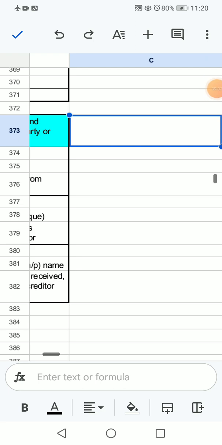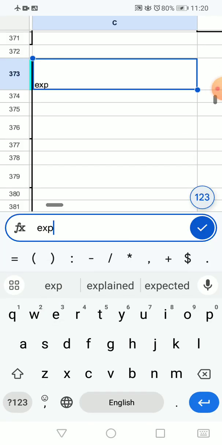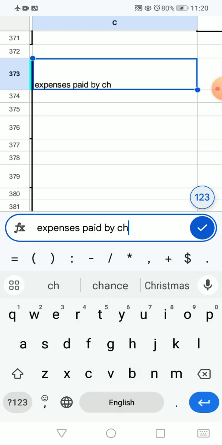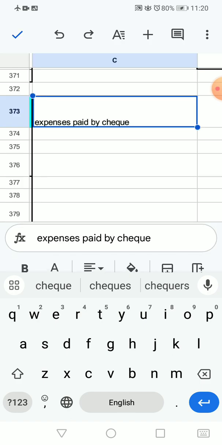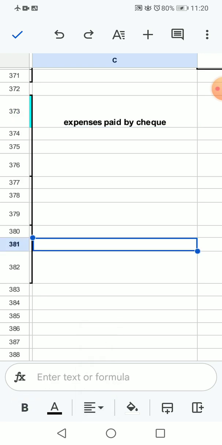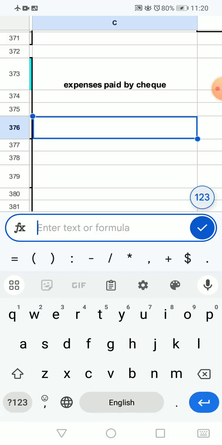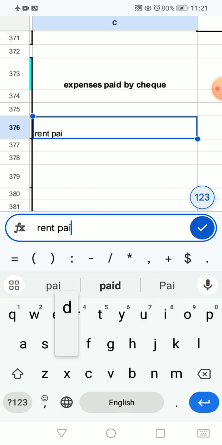Any expenses paid by check, we will see what will happen. Expenses paid by check. This could be the narration or this could be the main theme when you have paid your expense through check. Narration you will get would be, let's say, rent paid by check.